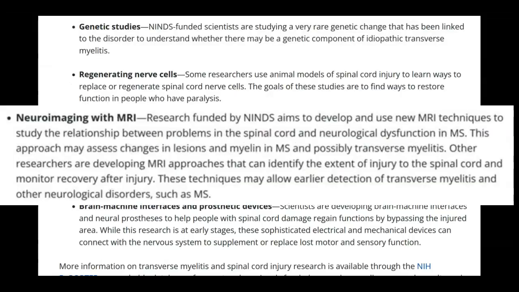Neuroimaging with MRI. Research funded by NINDS aims to develop and use new MRI techniques to study the relationship between problems in the spinal cord and neurological dysfunction in MS. This approach may assess changes in lesions and myelin in MS and possibly transverse myelitis. Other researchers are developing MRI approaches that can identify the extent of injury to the spinal cord and monitor recovery after injury. These techniques may allow earlier detection of transverse myelitis and other neurological disorders such as MS.